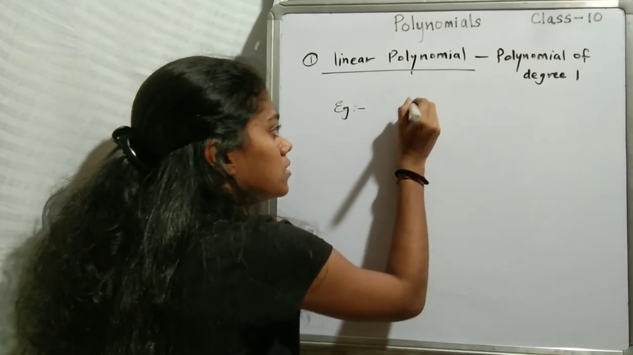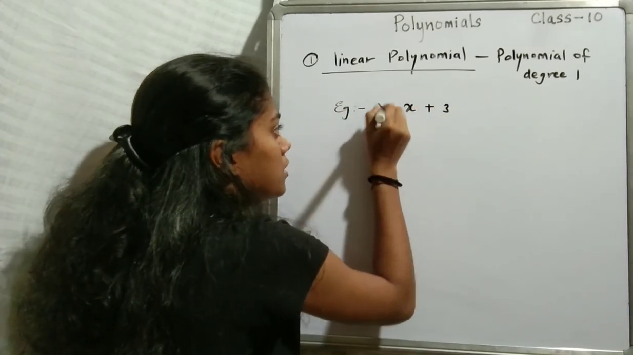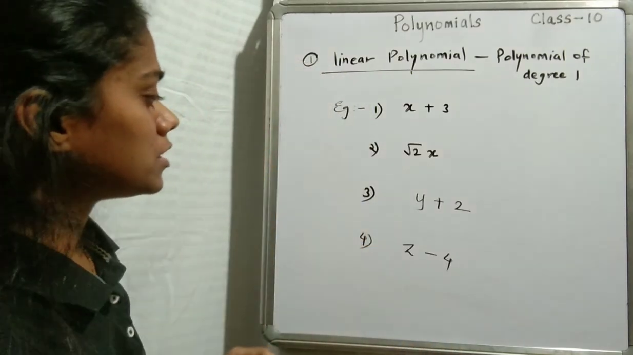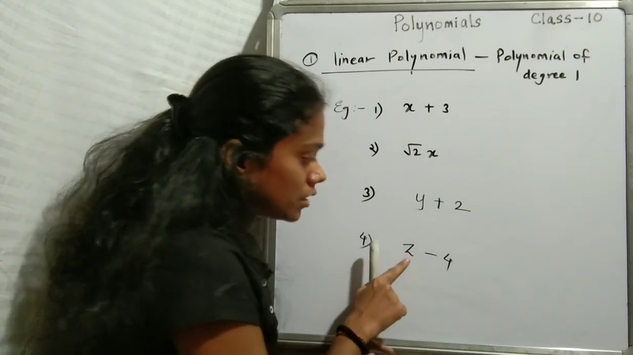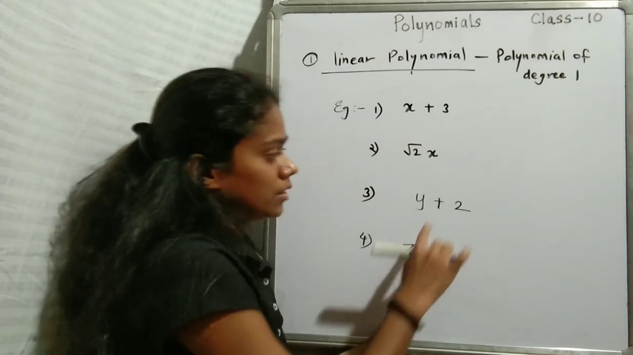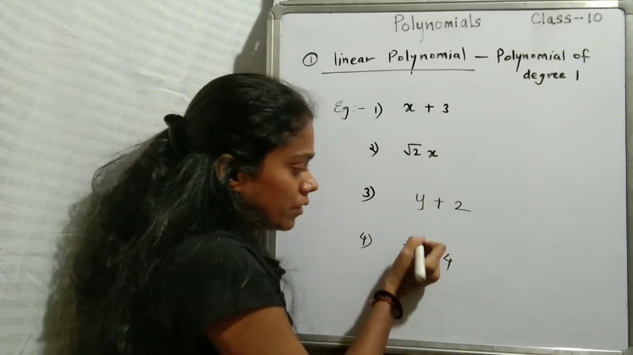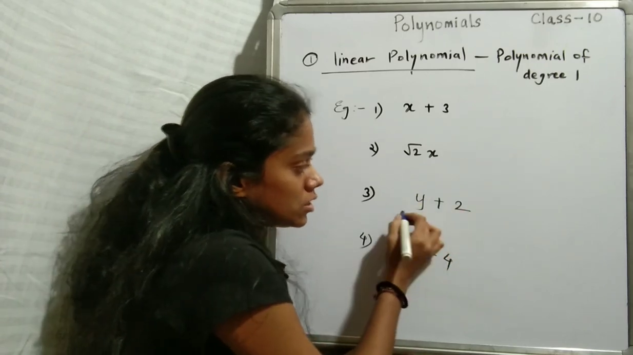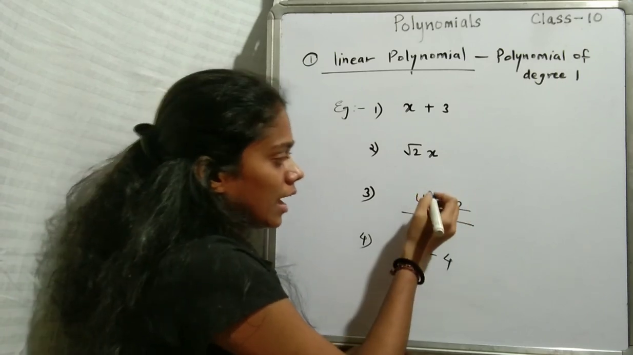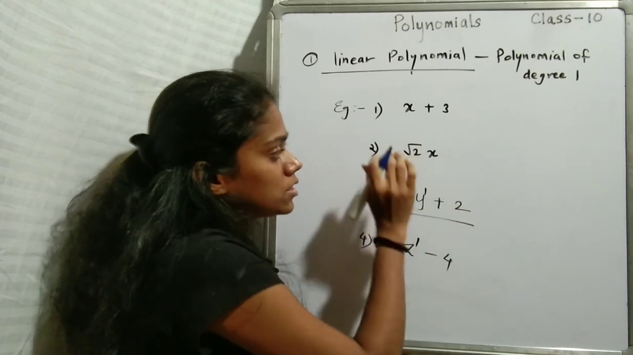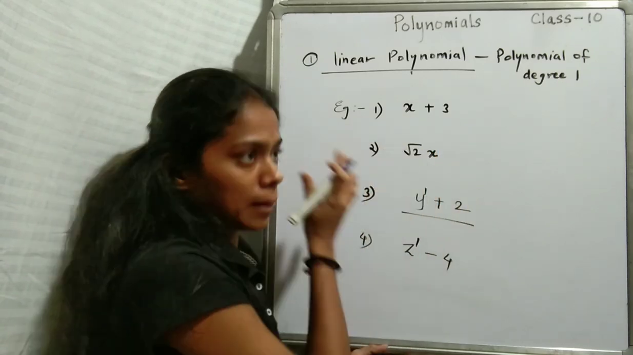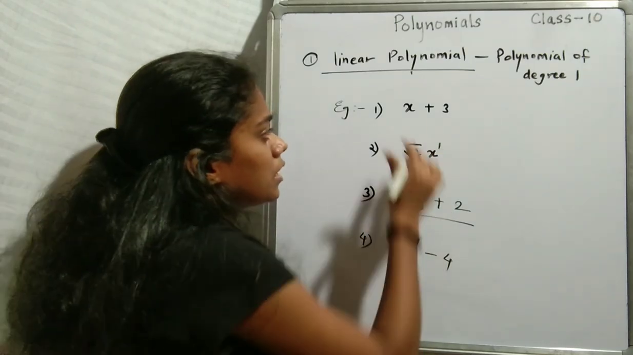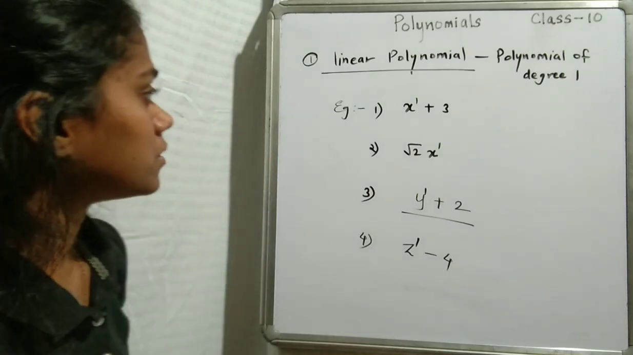Okay, so examples. So this is an example of a polynomial. All these are linear polynomials because the degree is 1 here. This is a polynomial in variable z and the degree is 1, right? Power is 1. Highest power in this is 1. Then this is a polynomial in y and the highest power is 1. This is a polynomial of degree 1, right? The highest power is this. And this is also 1.